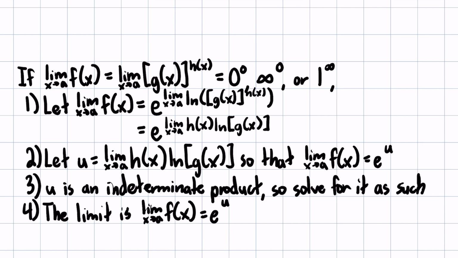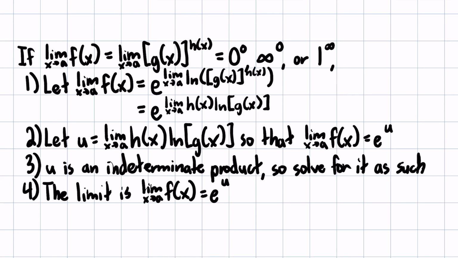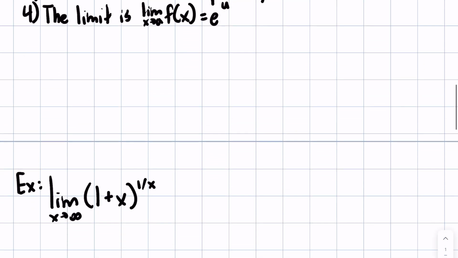And then we're going to use a little bit of u substitution. So we call this entire exponent here u, and then we're going to solve for u. U is an indeterminate product, so we're going to solve for it like we would any indeterminate product. If you haven't watched my video on indeterminate products, I'll link it in the description. And then once we've solved for that using L'Hopital's rule, we can plug that back in so that e to the u is our answer. That's our limit.